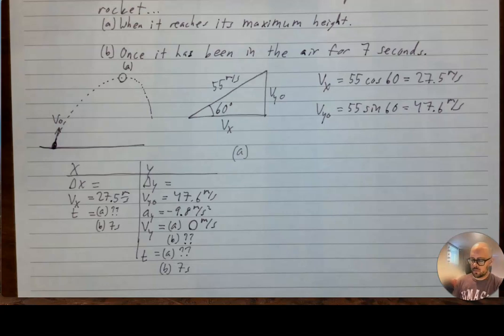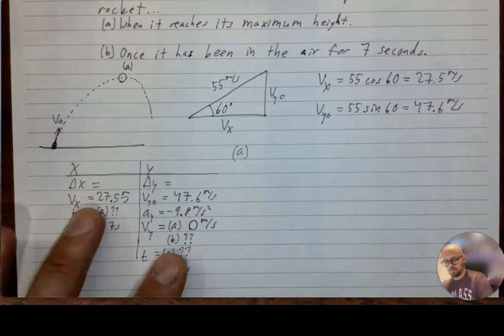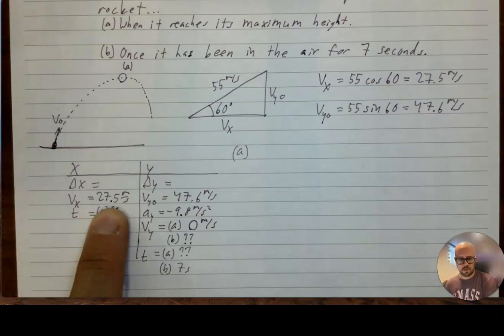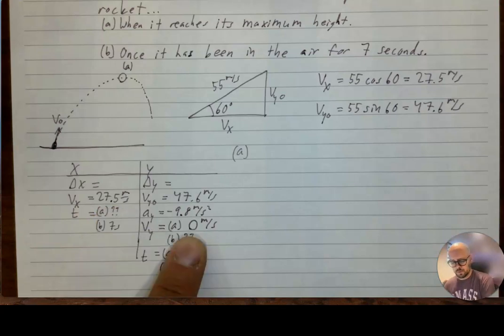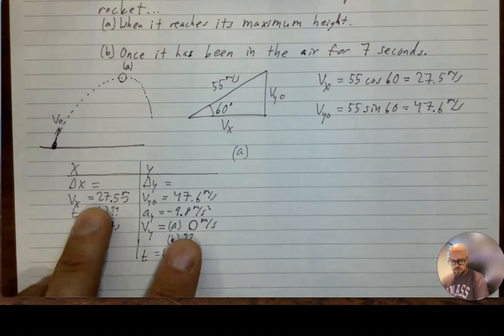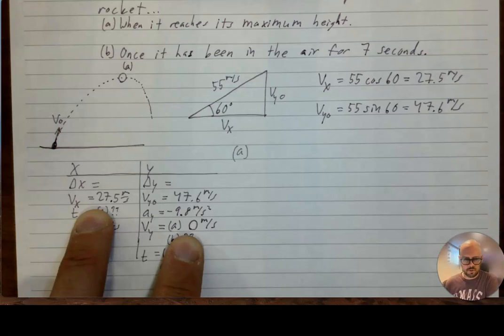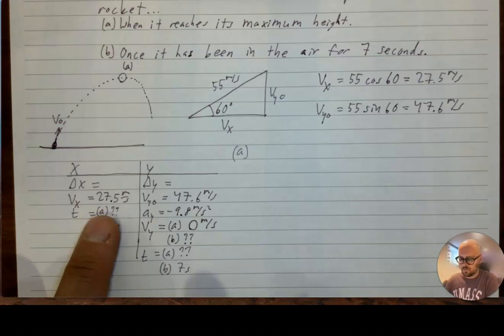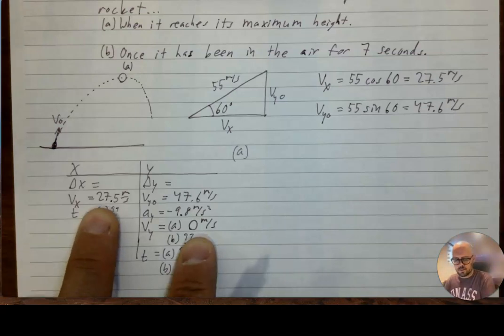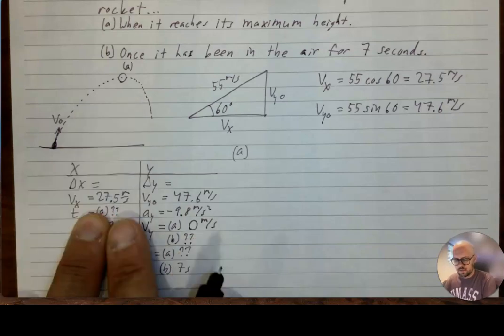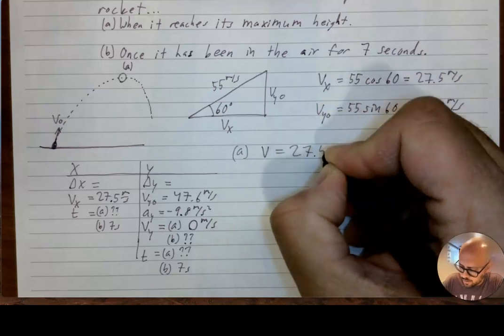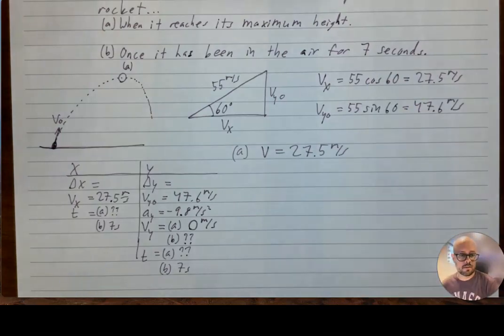In order to know the speed when it reaches its maximum height, I have to know both components of the speed. The horizontal speed is 27.5 meters per second, and the vertical component of the speed is 0. So what do I do with that? Well, what these two vectors mean is that the motion of a projectile at its maximum height is only horizontal. And so all of the speed, all of the motion of this projectile at the maximum height is directed in the x direction. So the speed at maximum height is 27.5 meters per second.